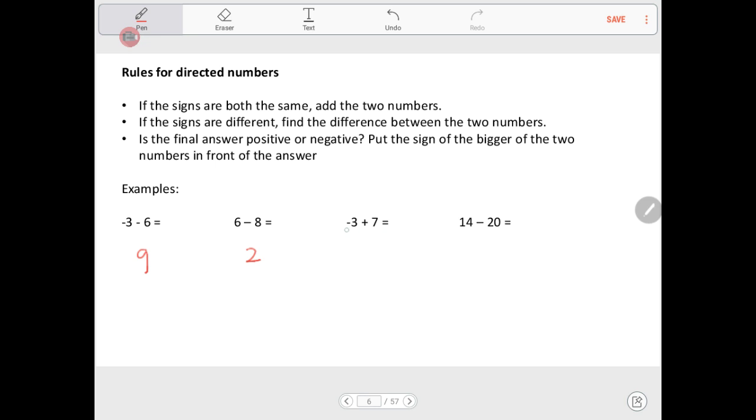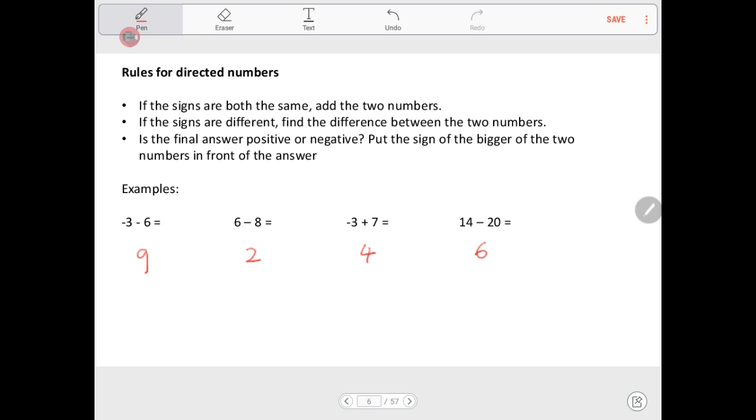Okay, negative 3 and 7. Think to yourself, are the signs different or the same? Do I add the numbers, or do I find the difference between them? The signs are different, so we find the difference between 3 and 7, which is 4. And this last one, the signs are different, so we find the difference between 14 and 20, which is 6. Okay, now, we haven't finished these yet.